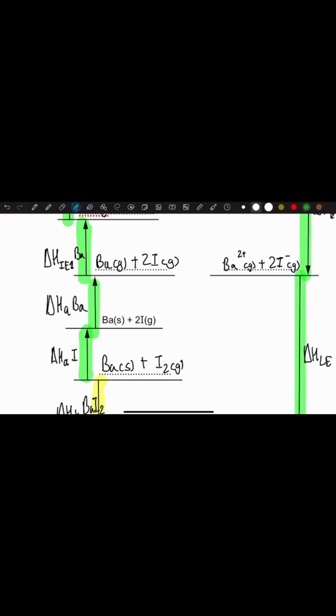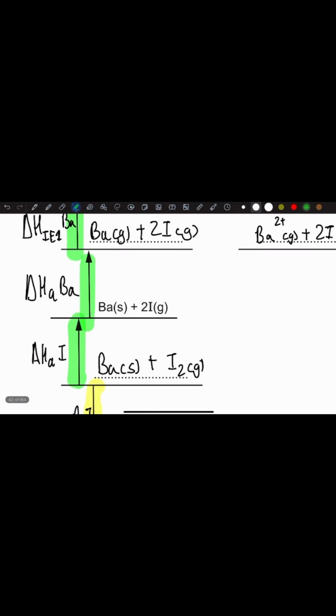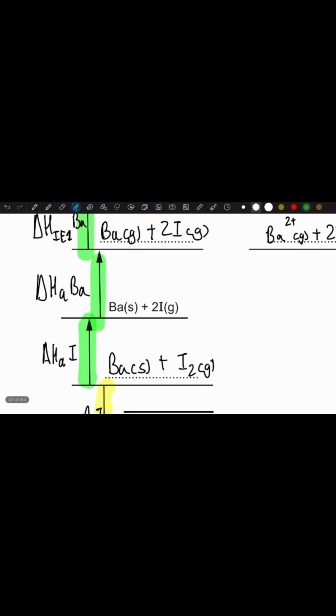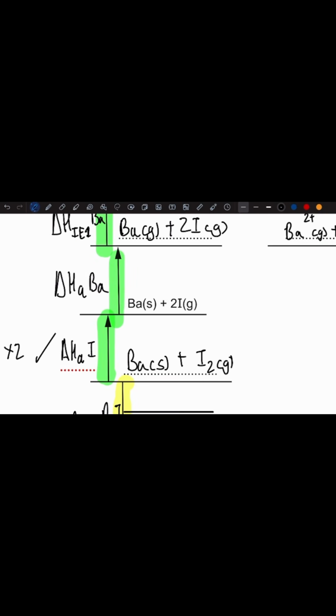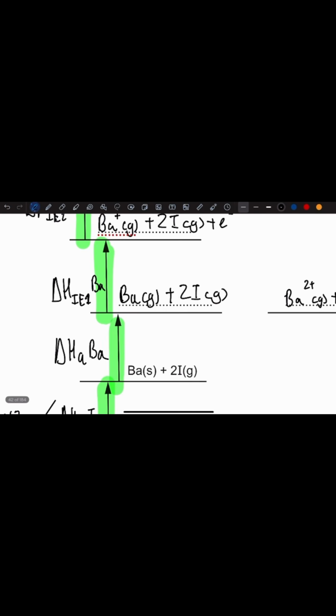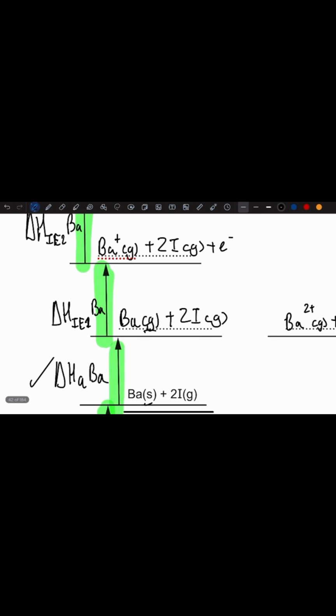So let's start here. We have barium and we have iodine. Now, iodine needs to change. It needs to be atomized. So we're going to atomize iodine so that we go from I2 to 2I. And just know, times this by 2, we have 2 moles of iodine. Then we're going to atomize barium where it goes from solid to gas. So we've done that.